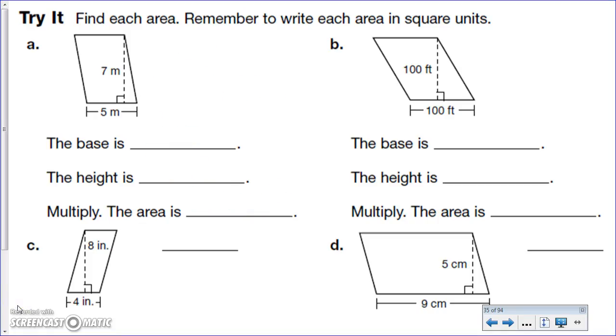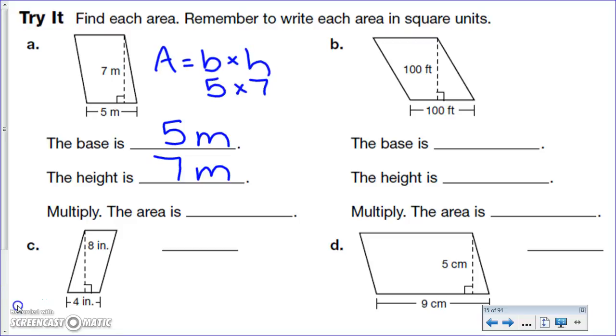On the chart here, we're going to find the area of each parallelogram. Remember to write the area in square units. On our first parallelogram here, we can see the base is 5 meters. The height is 7 meters, shown by the dashed line. Then we know the formula for the area of a parallelogram is base times height. So 5 times 7 equals 35 meters squared.